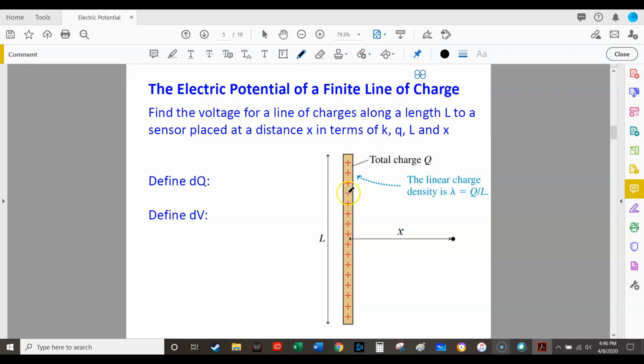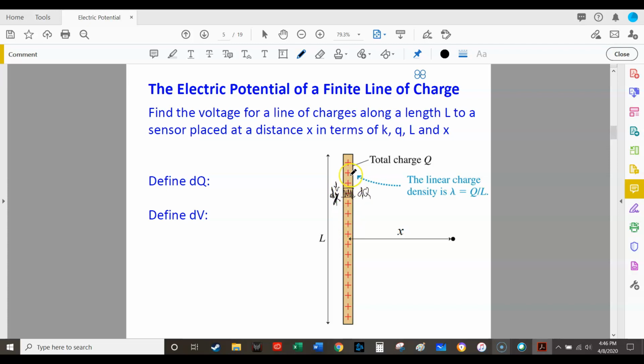Okay, so let's go ahead and identify a small chunk of charge, and that is our dq. And how are the charges varying along this length? Well, they're varying only in one dimension, and that is going to be delta y. So all the charges are varying along this length, which is in the y direction. So we're going to use y as our variable.